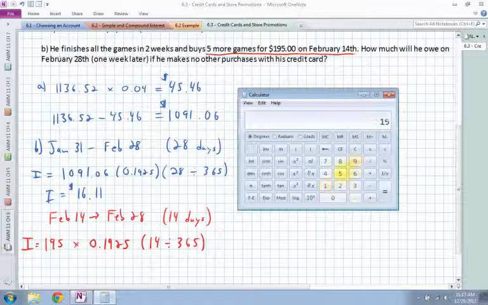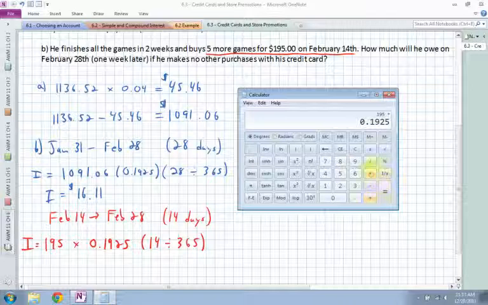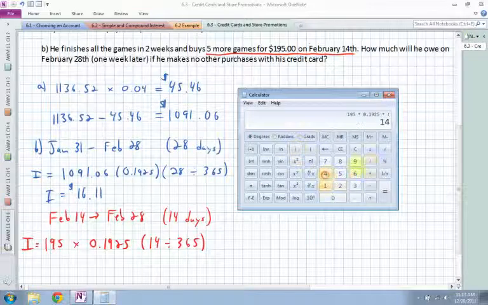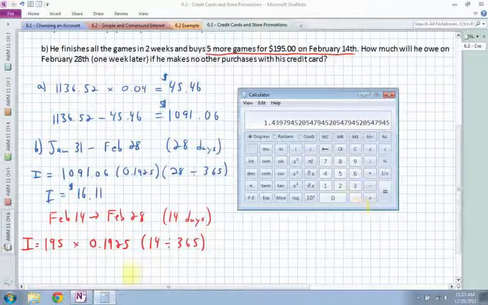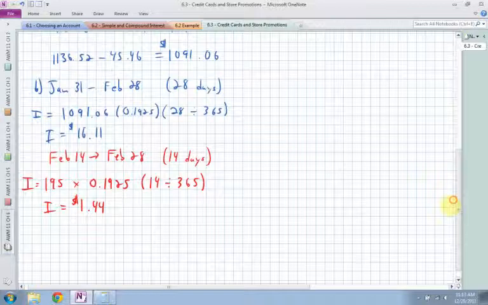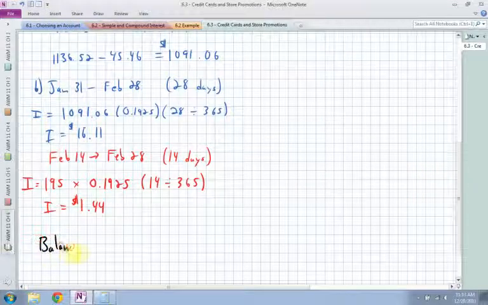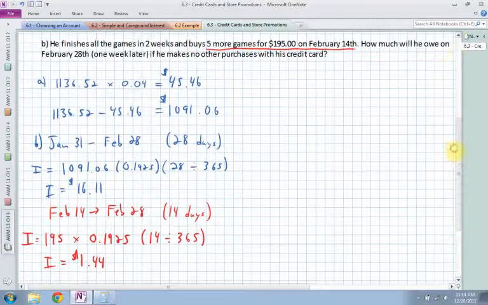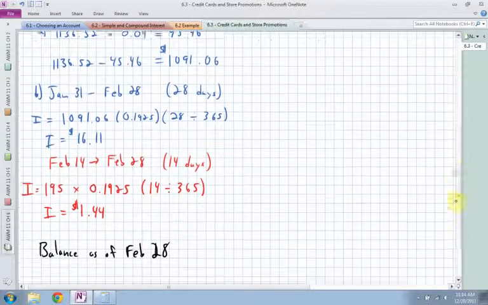So we have $195 times the 0.1925 times the 14 divided by 365. That's about $1.44. So the interest equals $1.44. So finally, for the balance as of February the 28th, because that's what the question asks, how much will he owe? So how much will he owe?